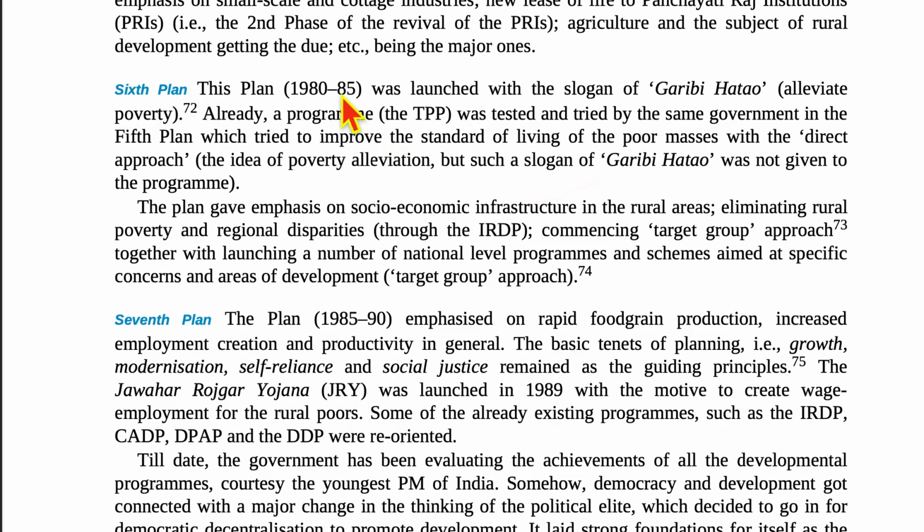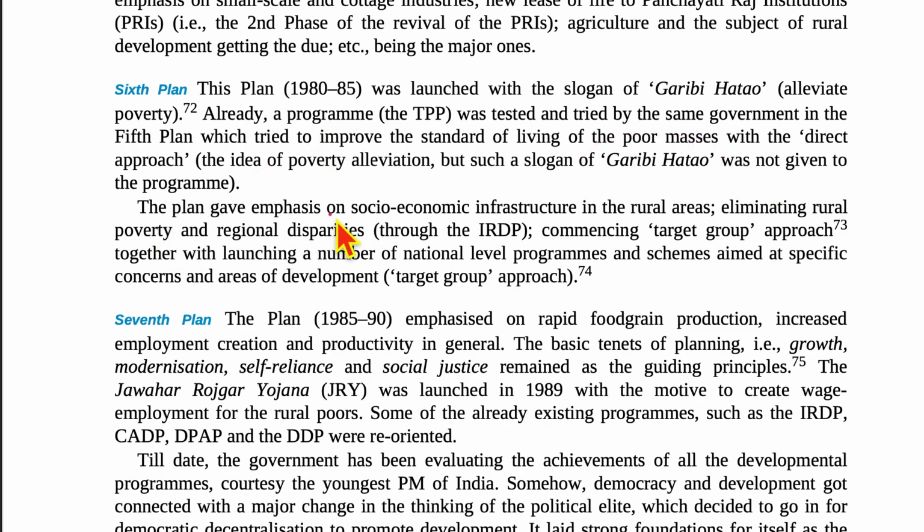Now, the sixth plan, that is 1980 to 85, was launched with the slogan Garibi Hatao, that is, to alleviate poverty. Already a program, TPP, was tested and tried by the same government in the fifth plan, which tried to improve the standard of living of the poor masses with a direct approach, that is the idea of poverty alleviation, but such a slogan, Garibi Hatao, was not given to the program.